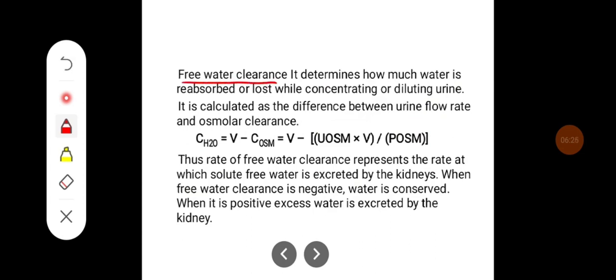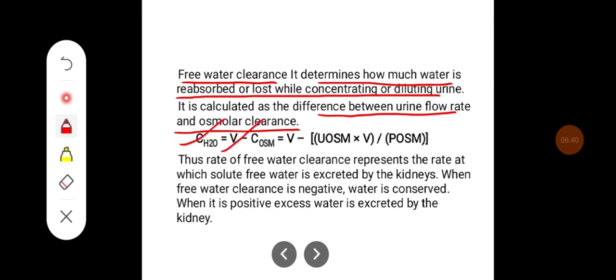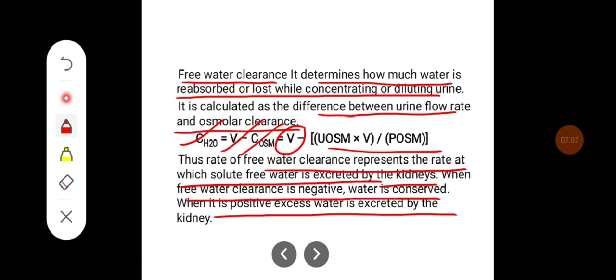Free water clearance determines how much water is reabsorbed or lost while concentrating or diluting urine. It is calculated as the difference between urine flow rate and osmolar clearance. So free water clearance is equal to urine flow rate minus the osmolar clearance. That is equal to the volume of urine minus urine osmolarity into the volume of urine divided by plasma osmolarity. Thus, the rate of free water clearance represents the rate at which solute-free water is excreted by the kidney. When free water clearance is negative, water is conserved, and when it is positive, excess water is excreted.